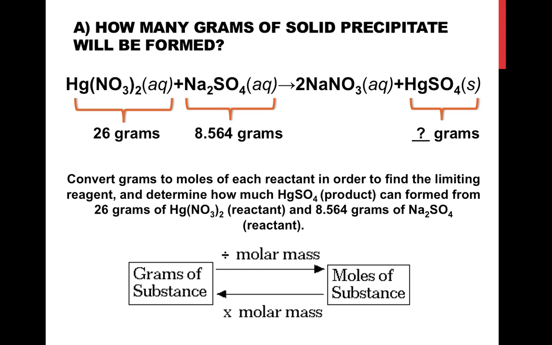For part A, the question tells you that you have 26 grams of mercury nitrate and 8.564 grams of sodium sulfate. You must find the grams of mercury sulfate. Convert grams to moles of each reactant in order to find the limiting reagent, and determine how much mercury sulfate product can be formed from 26 grams of mercury nitrate reactant and 8.564 grams of sodium sulfate reactant.